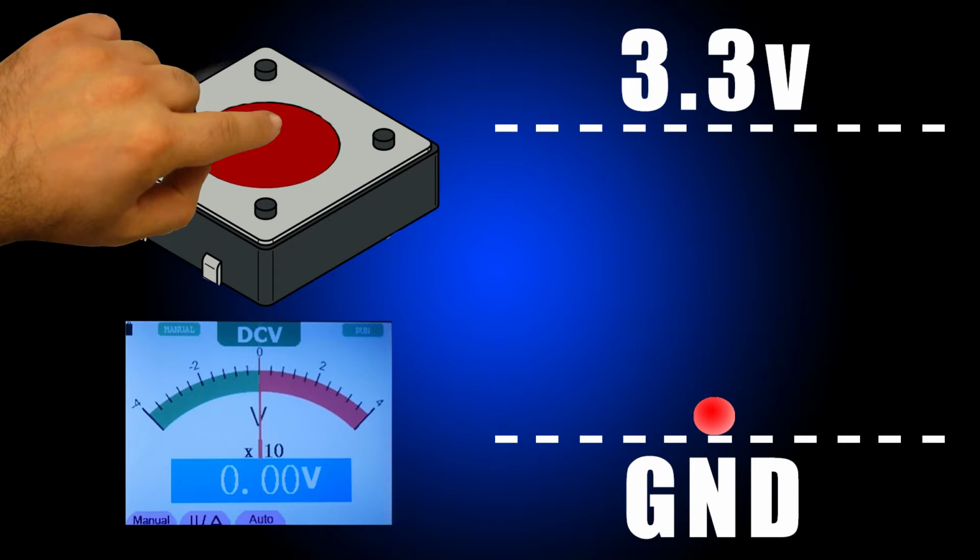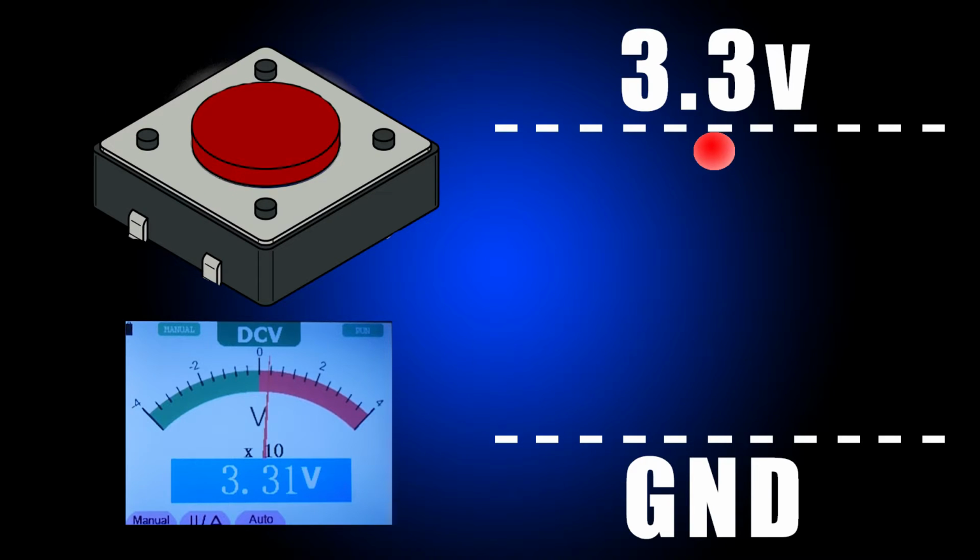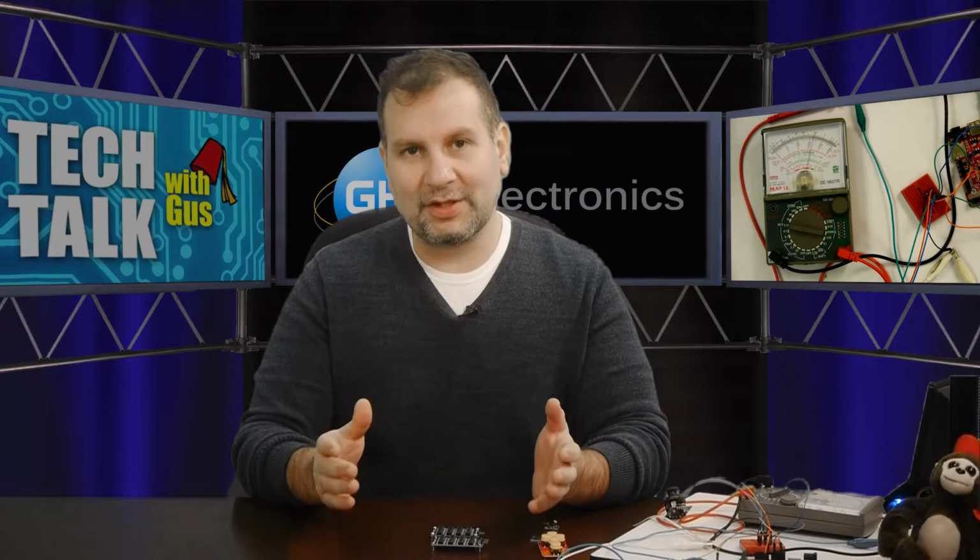So when you press a button, let's say the button shorts that pin to ground, and then that would be low. If you release the button, the pin goes to 3.3 volts through a pull-up resistor, and then that would be high. So now you have true and false. That is a digital input.